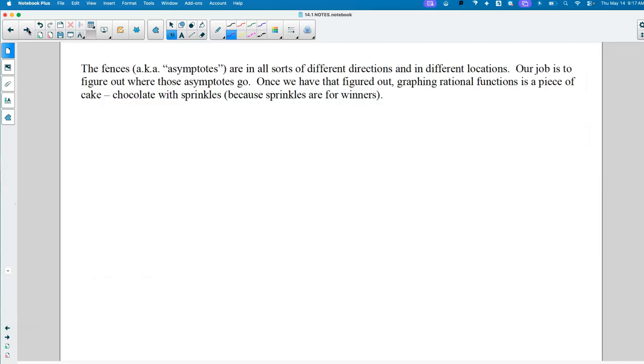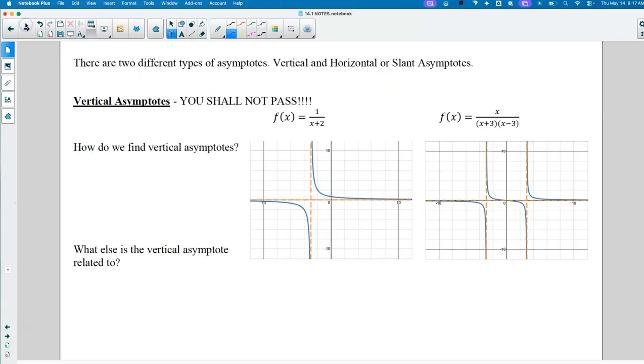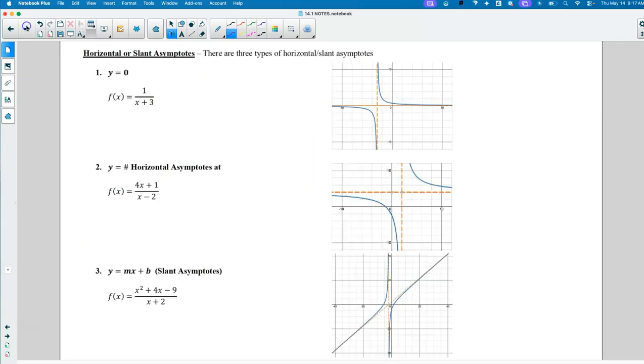So let's actually just get into this. I'm going to slide one more page. I'm going to slide past this. And we're going to talk about the horizontals to begin. So we're talking about the y.